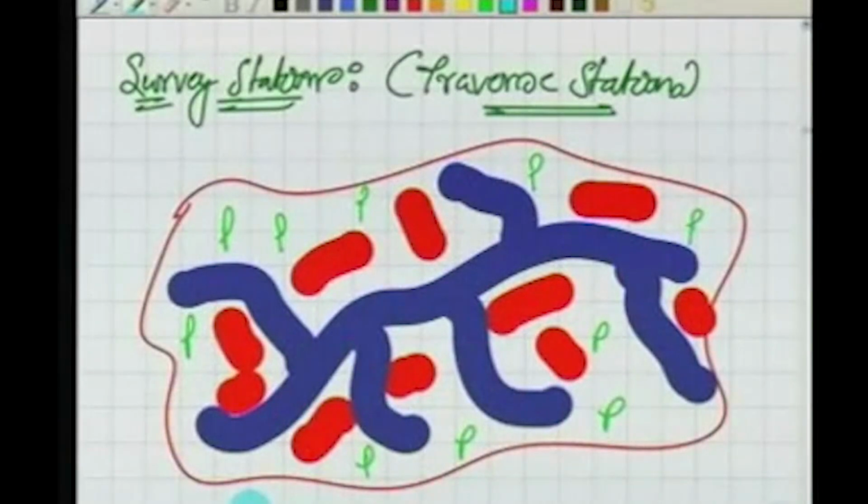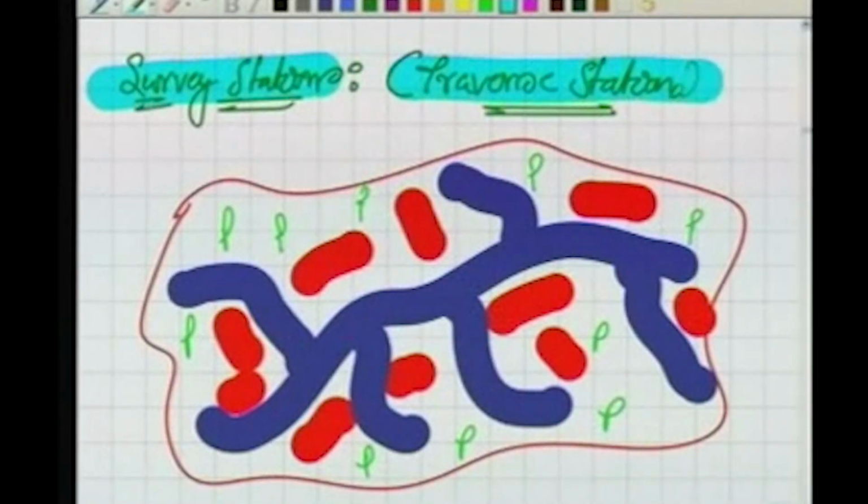So we should select our traverse stations in those places where we can approach easily, which we can occupy easily, where we can locate our instruments and start taking the observations. All these things we need to keep in mind when we are selecting these traverse stations. Once the traverse stations are done, the second job is we start measuring these lengths.